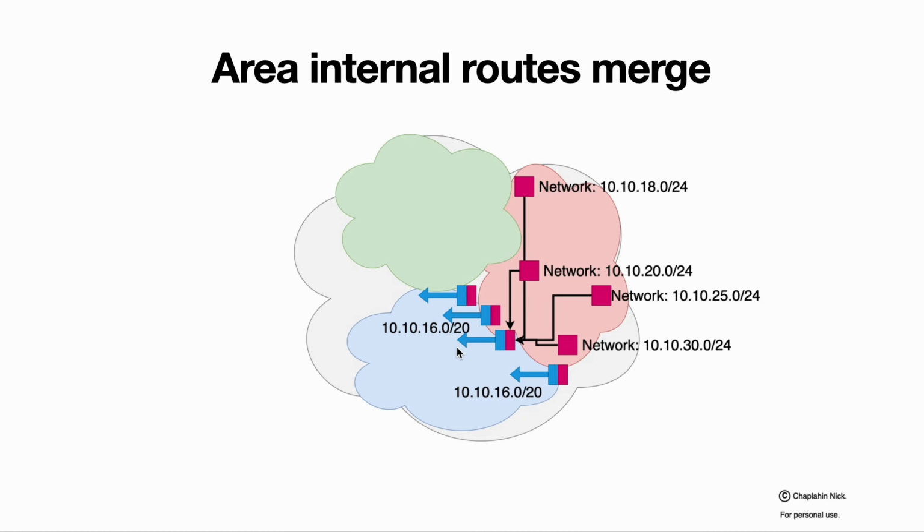So, instead of 4 entries, we have only 1 entry, which dramatically saves the resources of the devices. So again, one of the most important things for the boundary routers of the OSPF area is the merge of the routes.